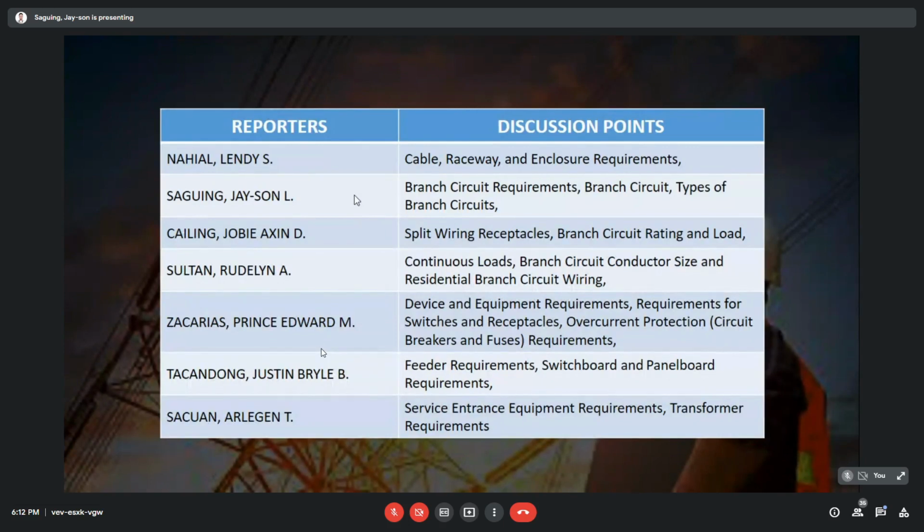Then device and equipment requirements for switches and receptacles, and overcurrent protection, or circuit breakers and fuses requirements. Justin Royal B will discuss weather requirements, and switchboard and panel board requirements. Lastly, Allergen T will discuss service and transit equipment requirements and transformer requirements. To begin our discussion, let's have Nahia Lindy.